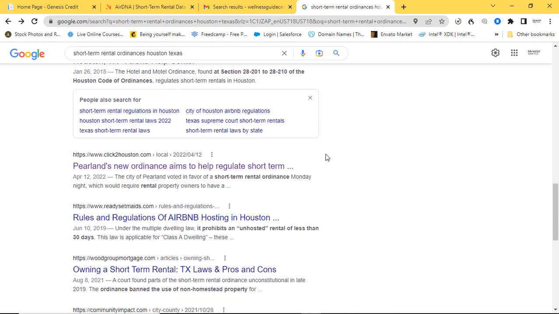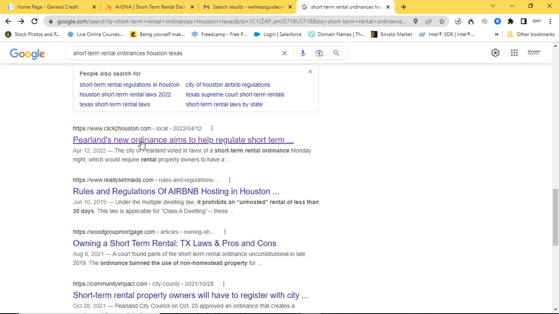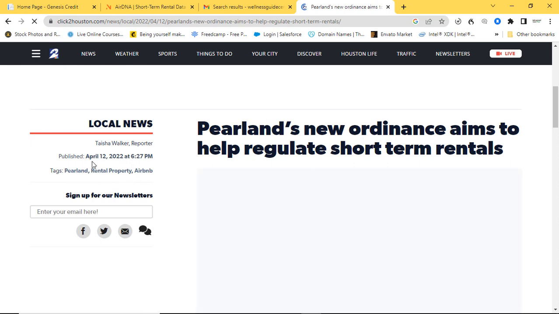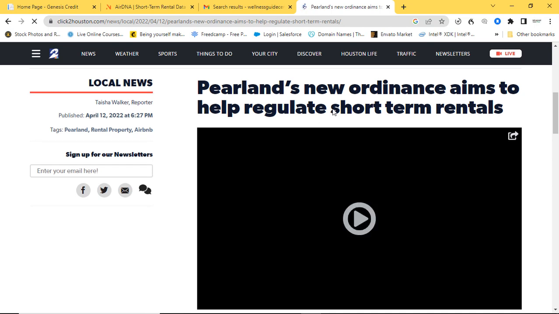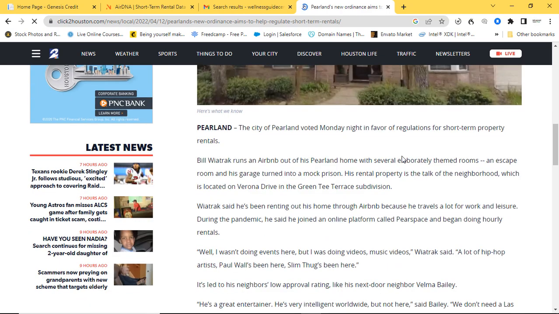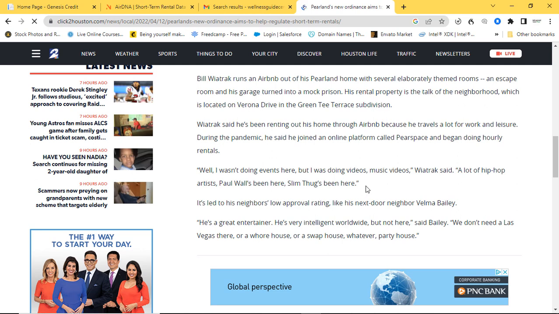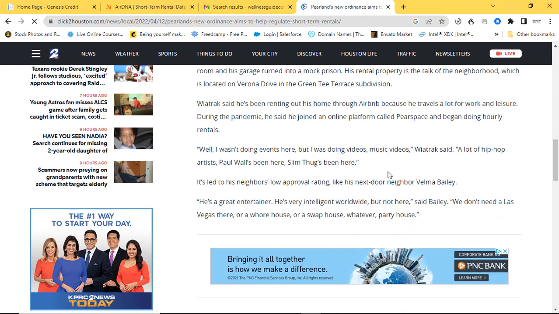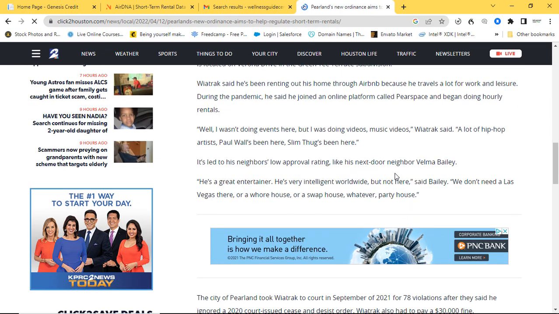I have a property also in Pearland. Just recently, this article was published by a news agency. So if I click on this article, it actually talks about as of April 12, 2022, that the city of Pearland has put a new ordinance in place aimed to help regulate short-term rental. It goes on to talk about this quiet, beautiful, upscale neighborhood and how the neighbors were complaining about one of the neighbors using their property as a short-term rental because they traveled a lot. But it kind of became known as somewhat of a party house.